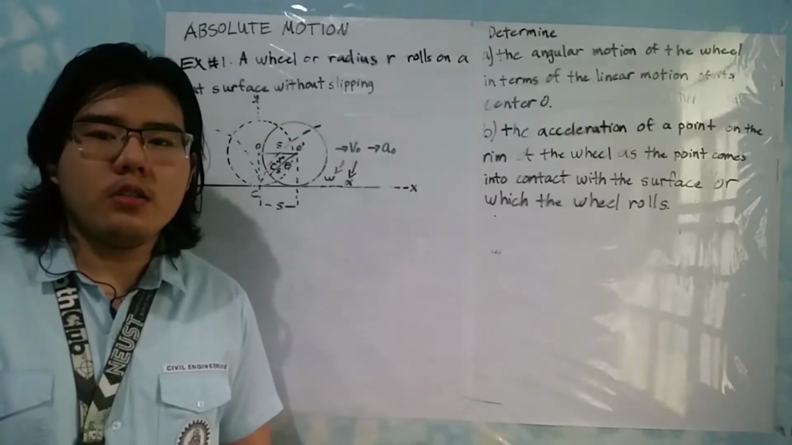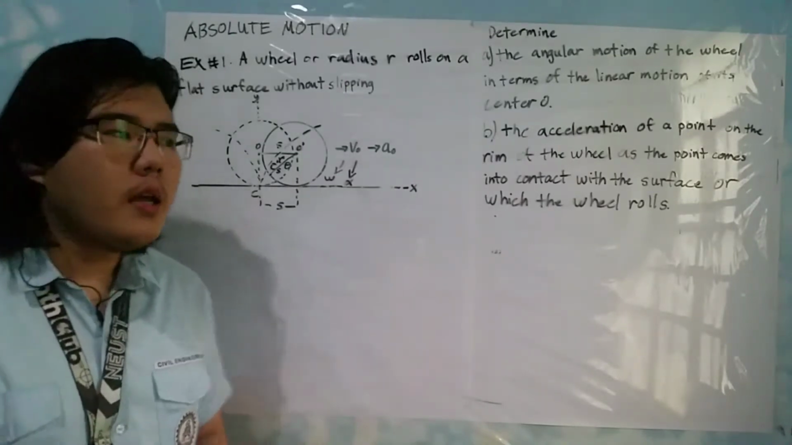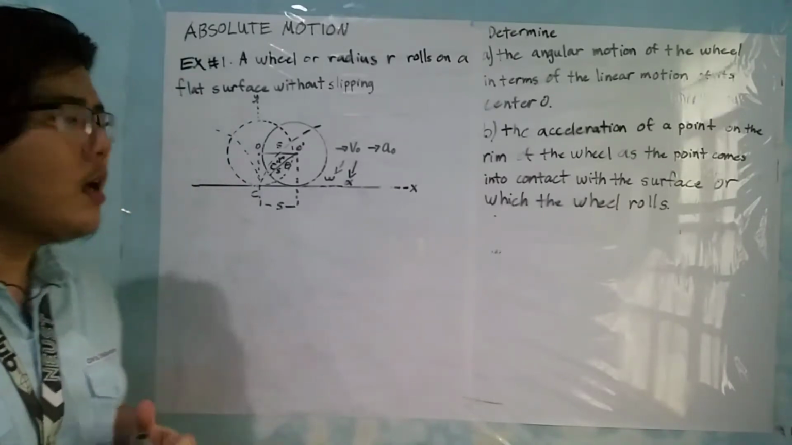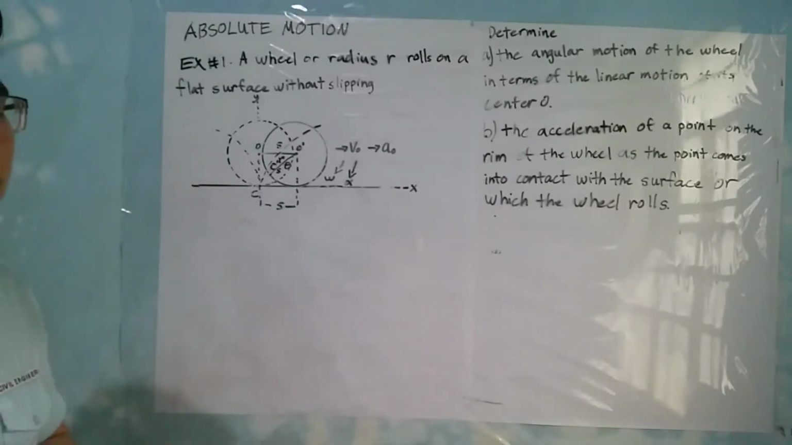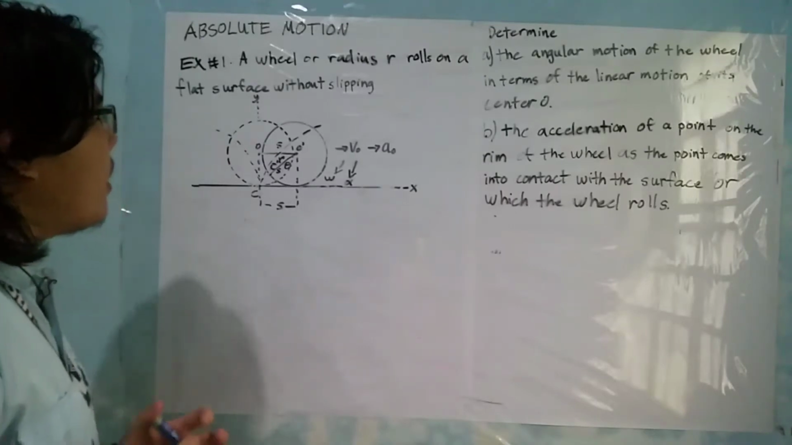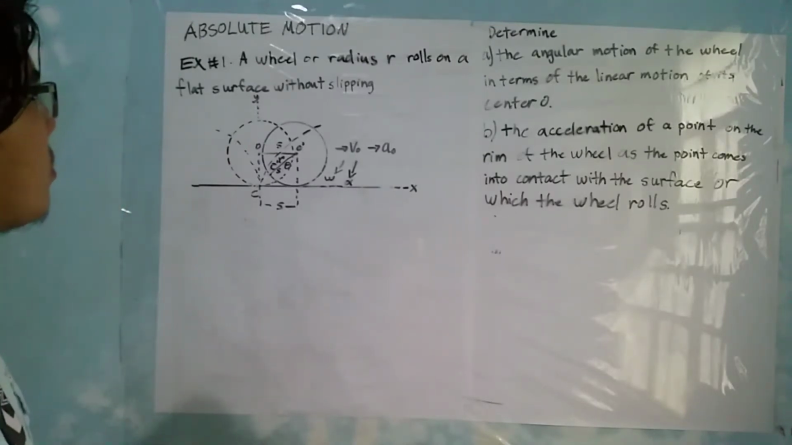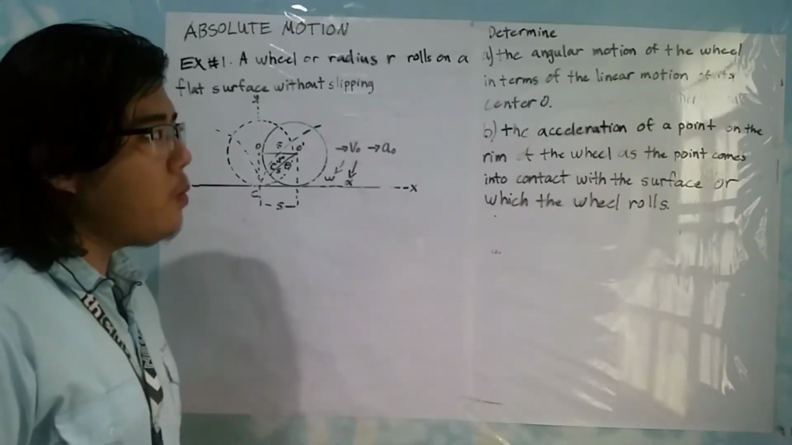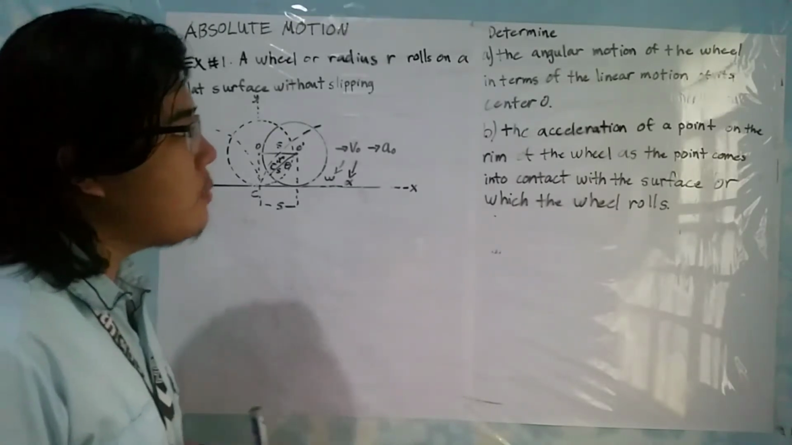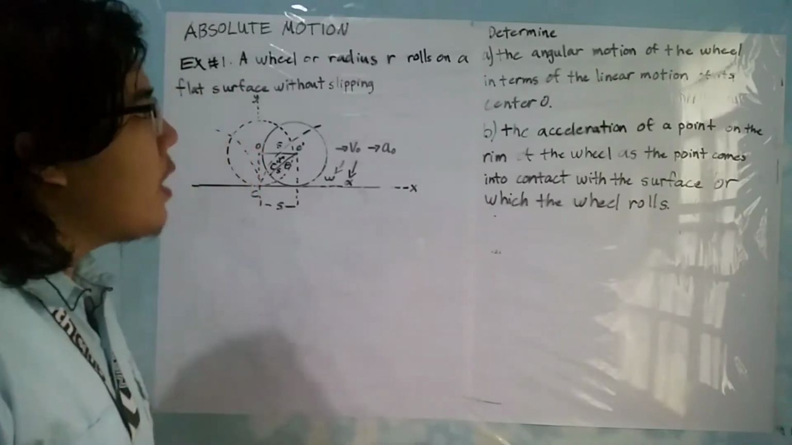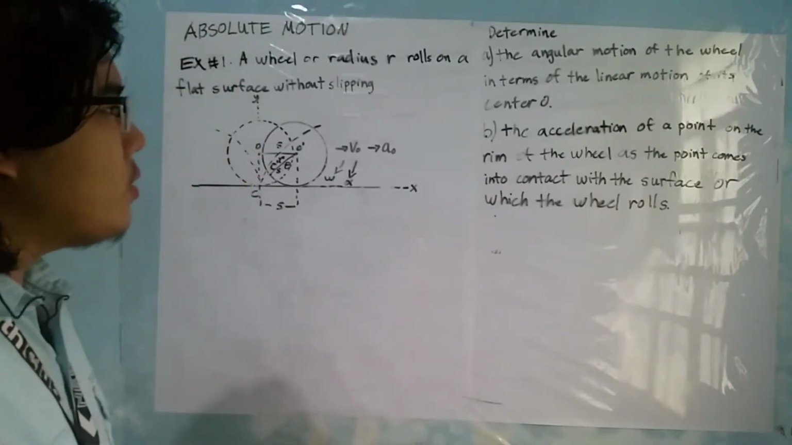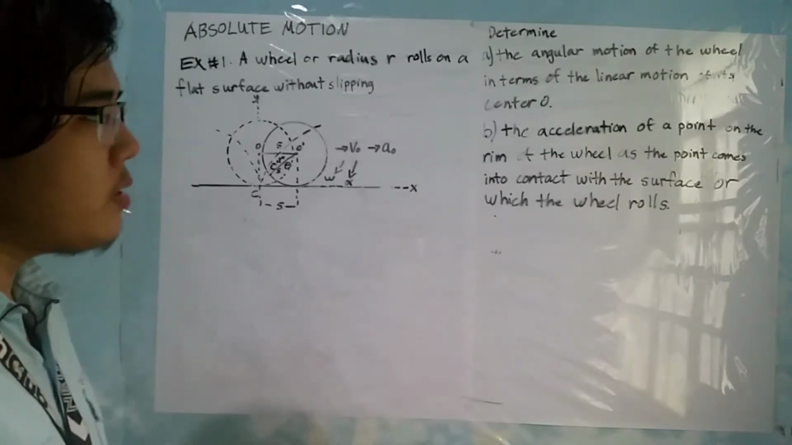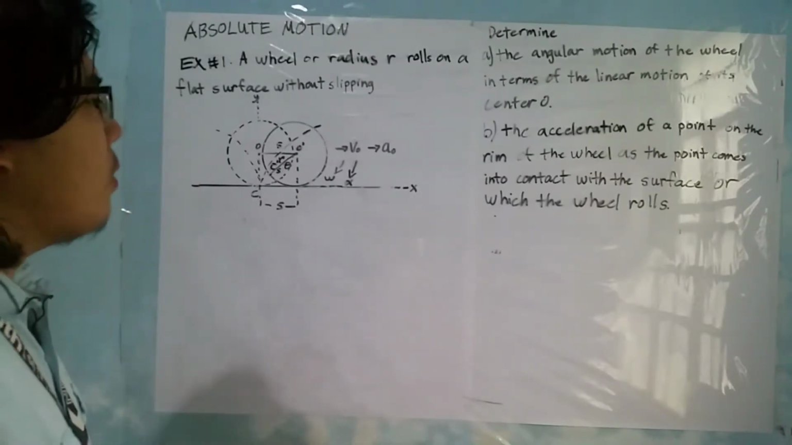I am Ian Gabriel Dizon from BSc 3G, and this is Dynamics for Rigid Bodies, and I'm going to discuss an example from absolute motion. So let's begin. A wheel of radius r rolls on a flat surface without slipping. Determine A, the angular motion of the wheel in terms of the linear motion of its center O, and B, the acceleration of a point on the rim of the wheel as the point comes into contact with the surface on which the wheel rolls.